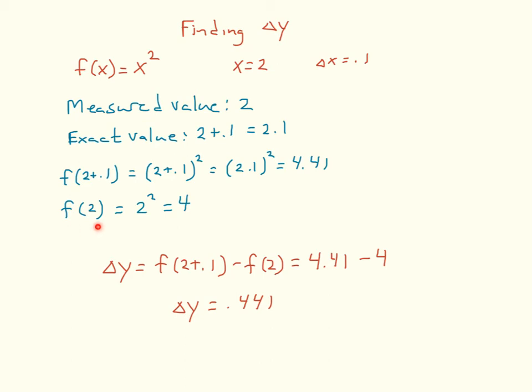With my measured value, I got f of 2, which is 4. So delta y is going to be the difference between those two. It's going to be 4.41 minus 4, so delta y is 0.41. It should be 0.41, not 0.441. So let's make sure that's changed. In this case, that should be 0.41. Sorry about that.